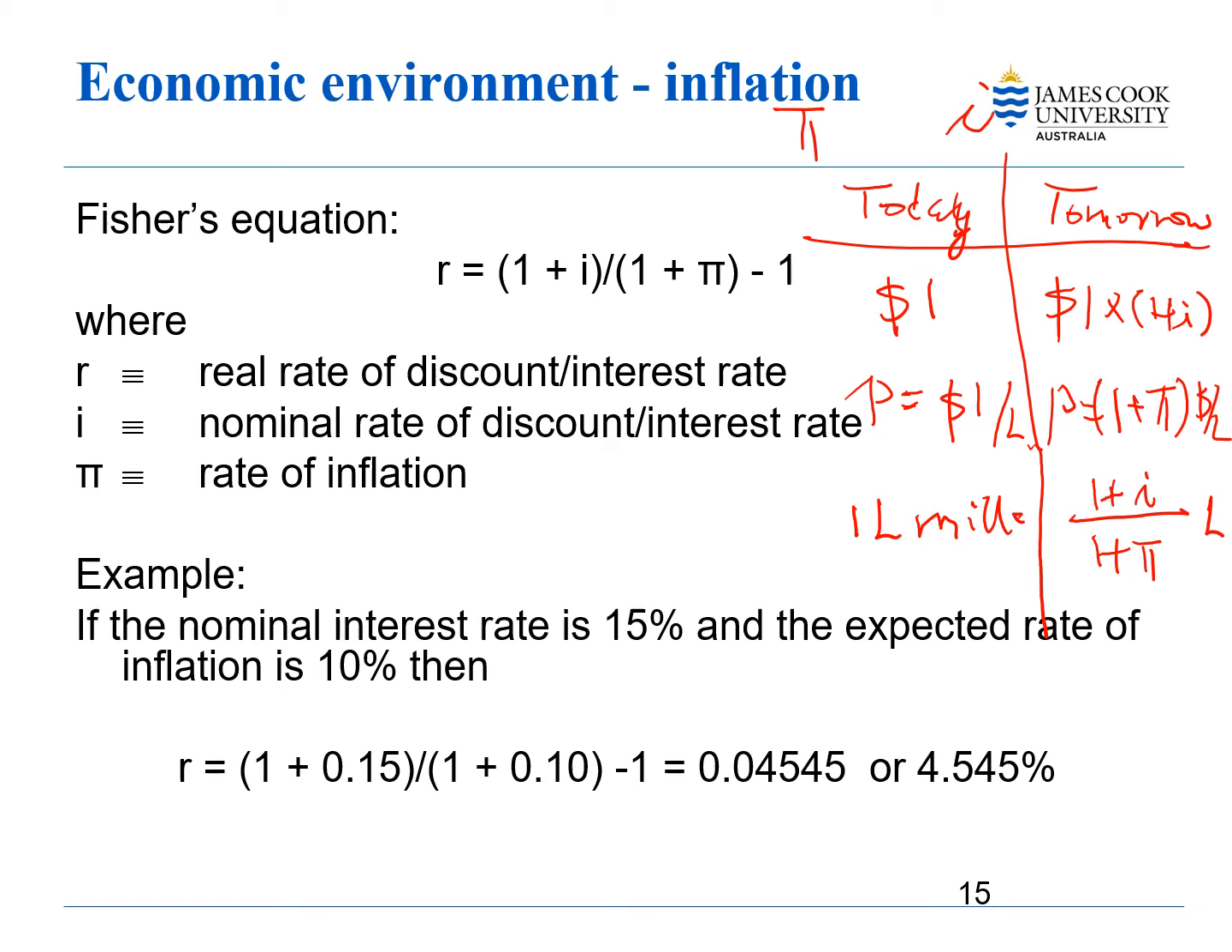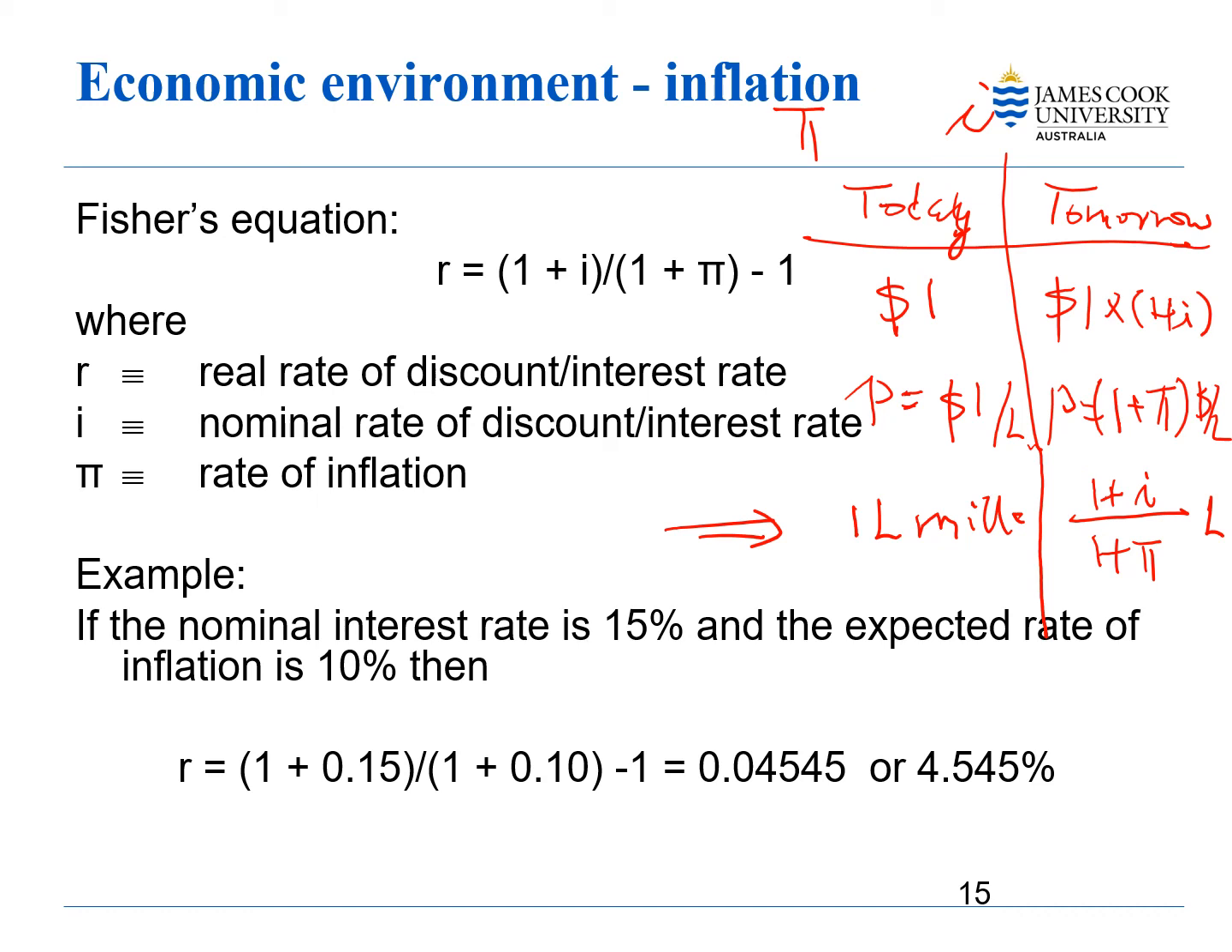So now let's look at this investment in real terms. In nominal terms, I invest $1 today. Tomorrow I get 1 plus I dollars back. In real terms, meaning in terms of goods, in terms of milk, I'm essentially doing this: I invest 1 liter of milk today. Tomorrow I get 1 plus I over 1 plus pi liters of milk back.